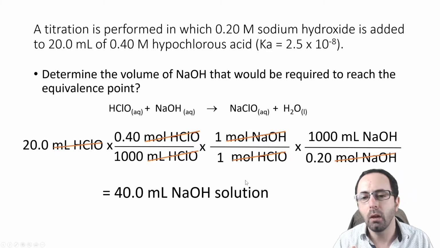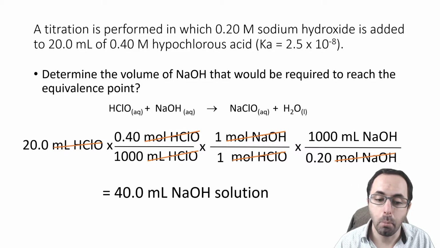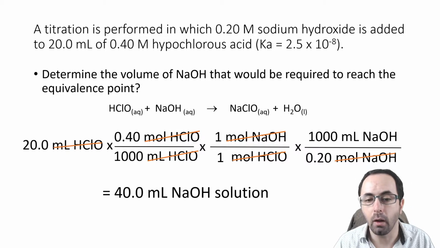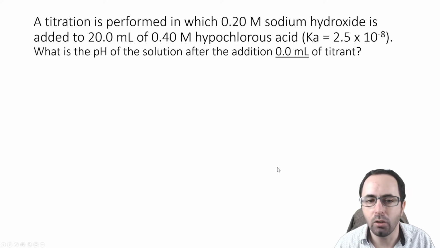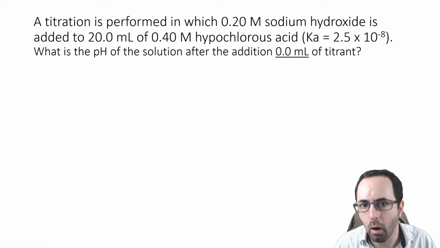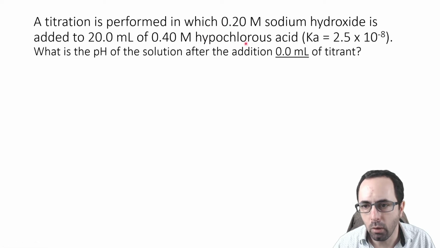So now that we know what volume of the base we need to add to reach the equivalence point, we can now evaluate where we are relative to the equivalence point based on how many milliliters of sodium hydroxide have been added. Okay, so now we can go ahead and do the titration problem. For the titration problem, we're going to start at the very beginning before we have added any sodium hydroxide. So at this point, we have no sodium hydroxide in here, 0 milliliters. All we have is hypochlorous acid.